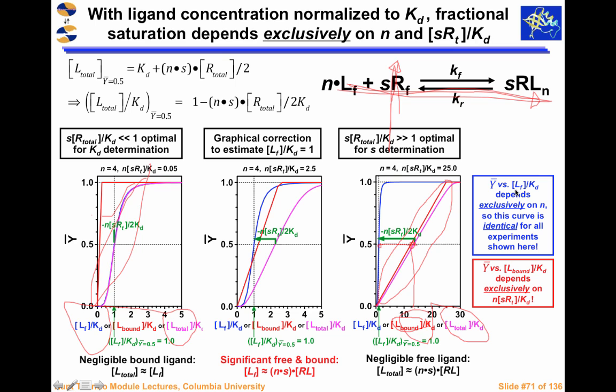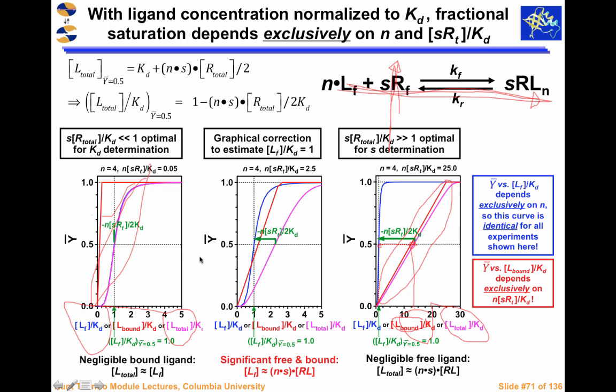So Y bar versus LF over KD depends exclusively on N, but Y bar versus L bound over KD depends exclusively on NSRT over KD, right? Once you normalize to KD, the free ligand curve depends exclusively on N. The bound ligand curve normalized to KD depends exclusively on NSRT over KD. So separating these things out conceptually is at the core of understanding what's going on in binding experiments and designing binding experiments.